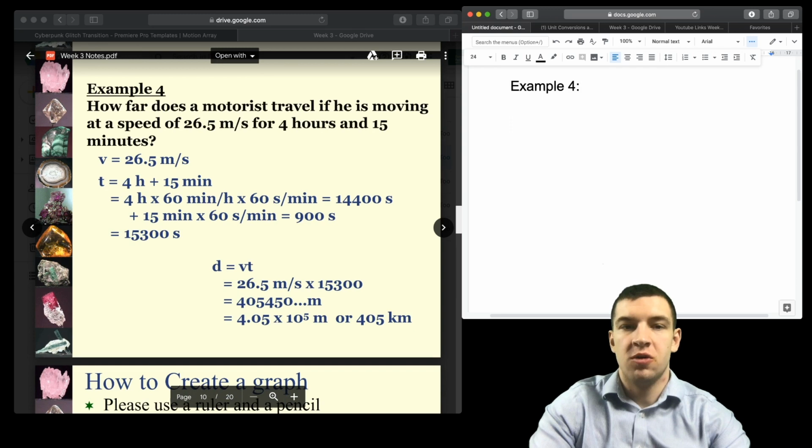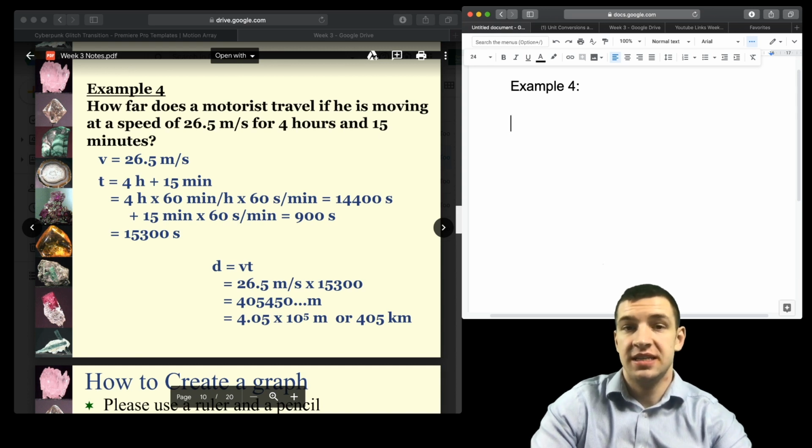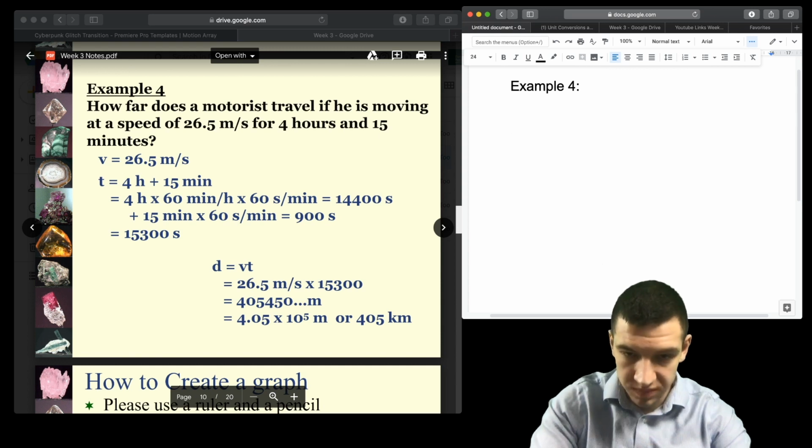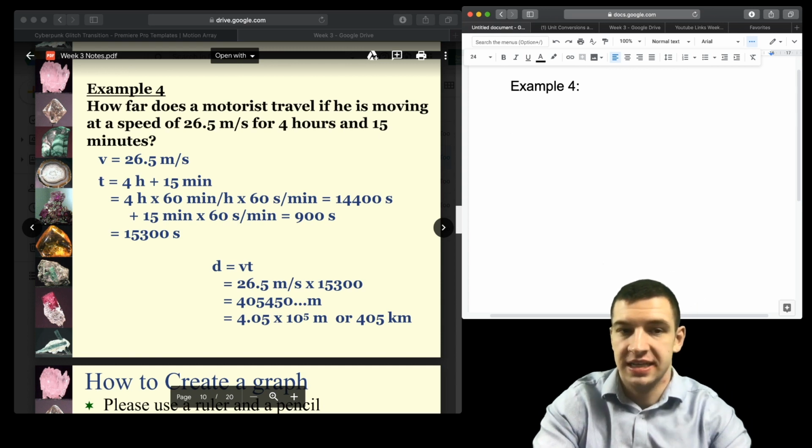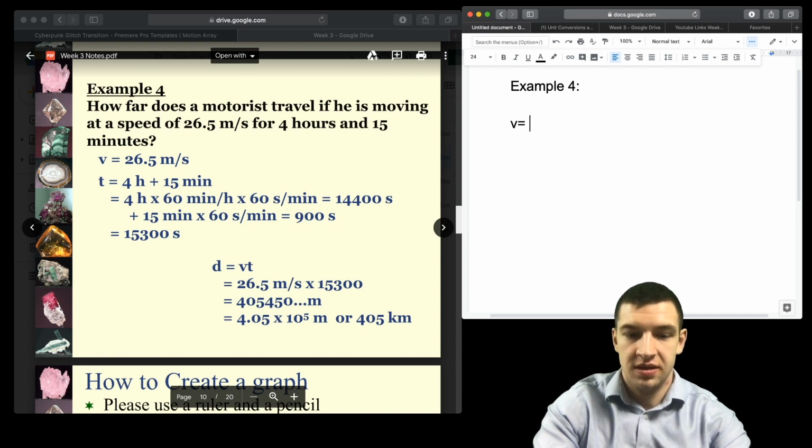So how far does a motorist travel if he's moving at a speed of 26.5 meters per second for 4 hours and 15 minutes? Okay, so this is getting tricky here. This is why we need to look at our variables and isolate everything. So we got our v, okay? So our v equals 26.5 meters per second. We have our time too. Time is 4 hours and 15 minutes.